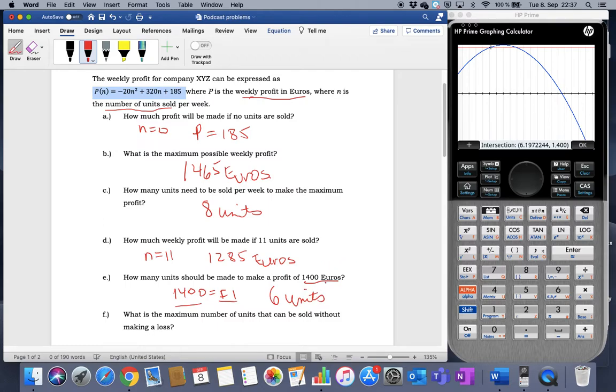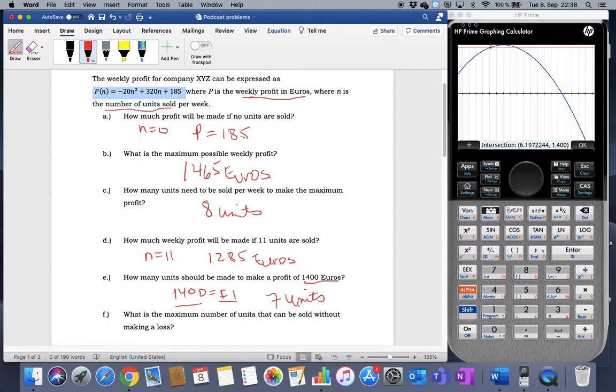No, it was 6.19, so we need to actually make, I'm going to erase that here and put 7 units down there, right? Because if we make 7, then we're going to make a profit of over 1400. So what is the maximum number of units that can be sold without making a loss?